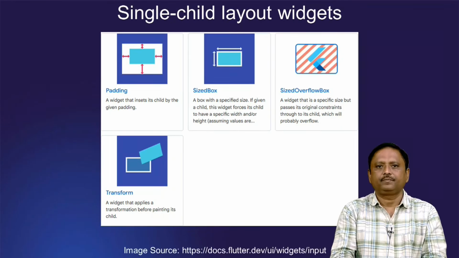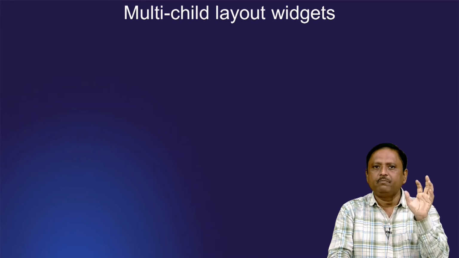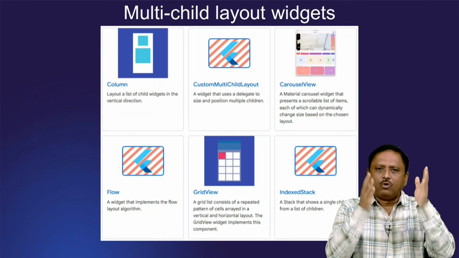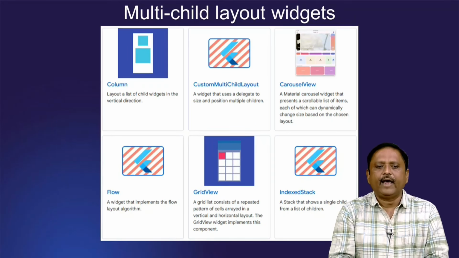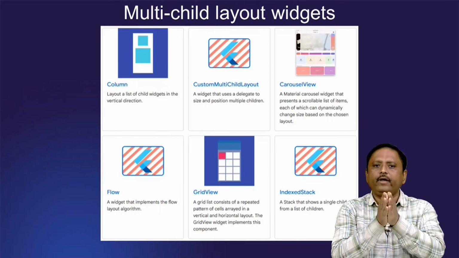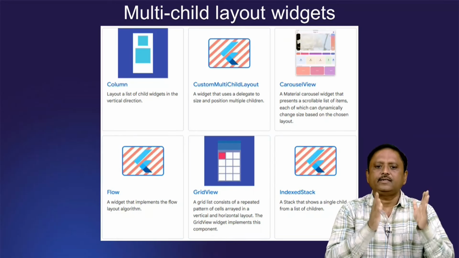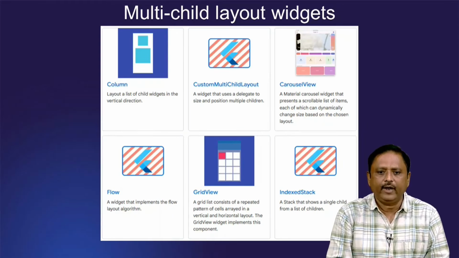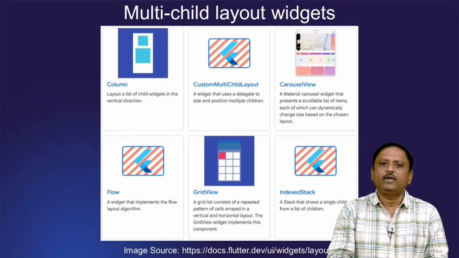We discuss multi-child layout widgets, layout widgets which contain more than one widget. So, on screen you can see column. Basically it arranges all the widgets in a column format. It lists child widgets in the vertical direction that you can see on the screen. Then there is custom multi-child layout, flow, grid view and indexed stack. For example, a grid view list consists of a repeated pattern of cells arranged in a vertical and horizontal layout like grid form. So, these are the widgets which display more than one child widget.